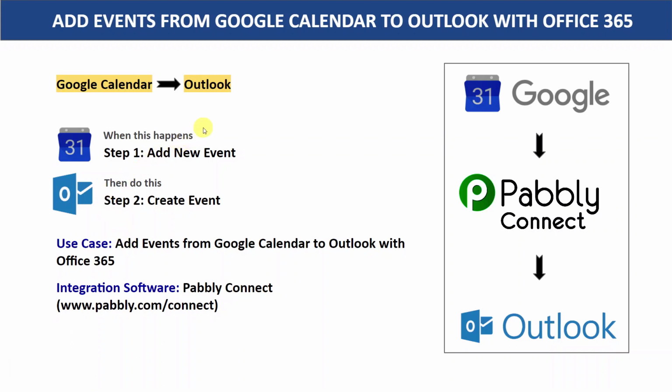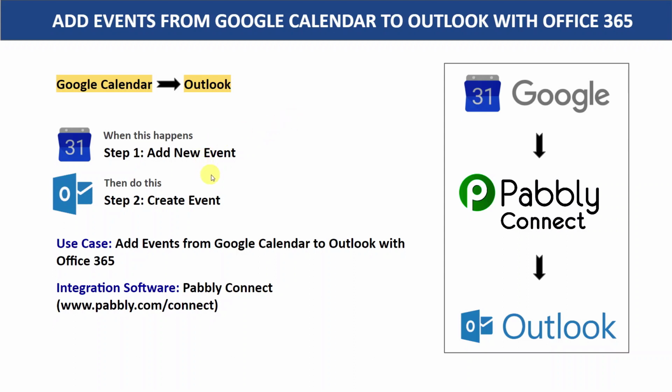Everyone, today's topic is how to add events from Google Calendar to Outlook with Office 365 automatically. Maintaining Google Calendar and Outlook separately can be useful but also stressful, don't you think so? Keeping these two applications up to date takes a lot of time and effort. So, how about an automation?